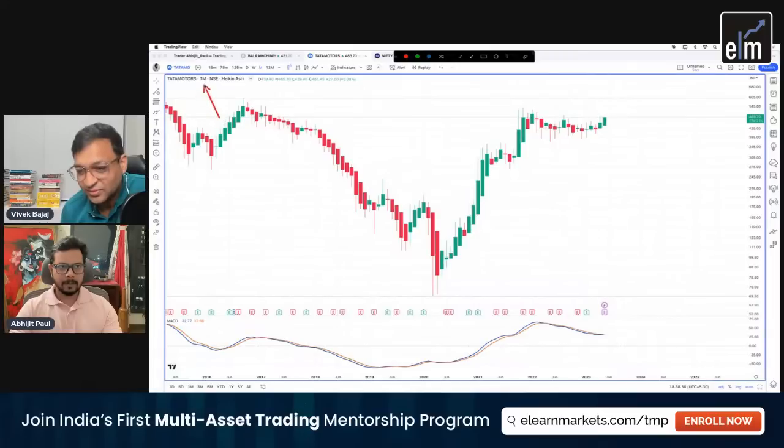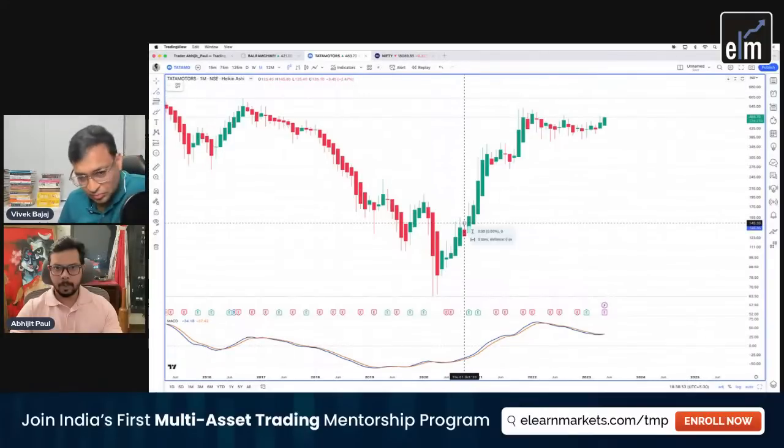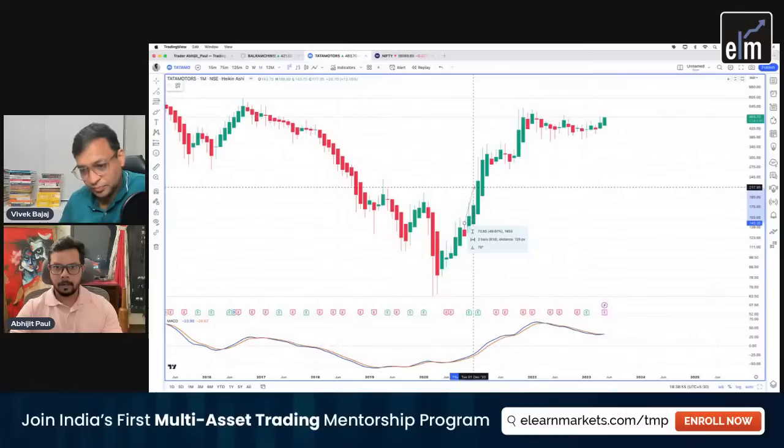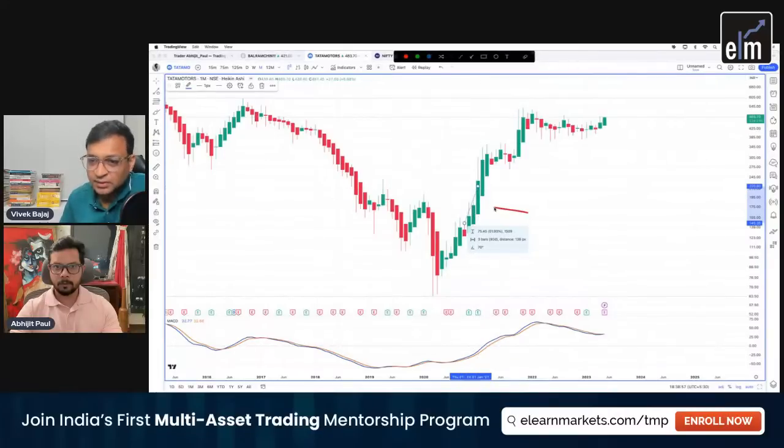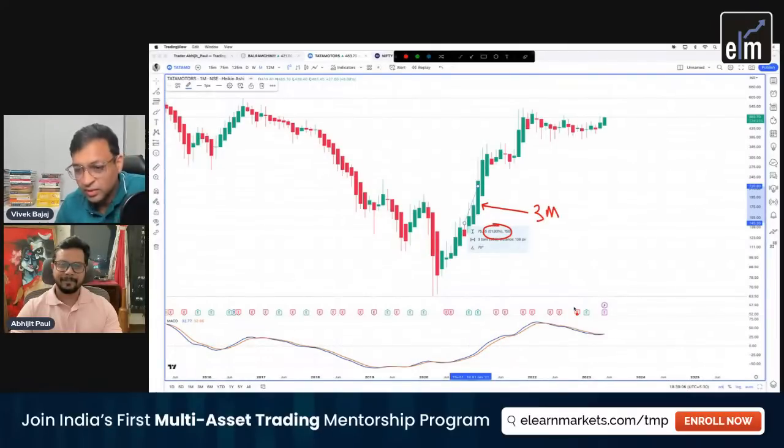Tata Motors, monthly chart, bottoms out, crossover, crossover, over here, improvement, pullback, buy, entry point, high of this candle, ये रहा 50%, आपको 3 महीने में मिल गया, 3 month.